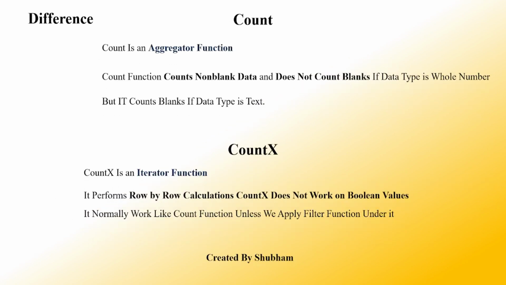So here are the differences, guys. It is just similar to SUM and SUMX. COUNT is an aggregator function and COUNTX is an iterator function. The COUNT function counts non-blank data and does not count blanks if the data type is whole number, but it counts the blank if the data type is text. COUNTX performs row by row calculation. COUNTX does not work on boolean values. And the last but not the least, it normally works like a COUNT function unless we apply a filter function under it. So I hope now you guys are clear with the difference of COUNT versus COUNTX.